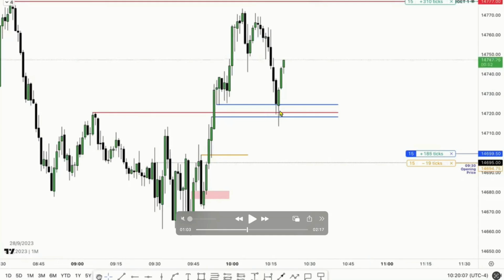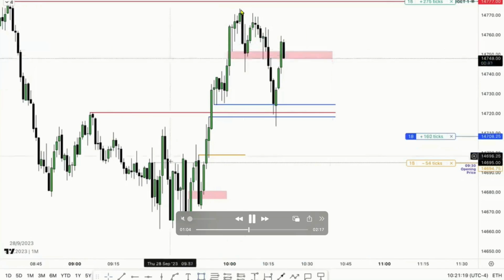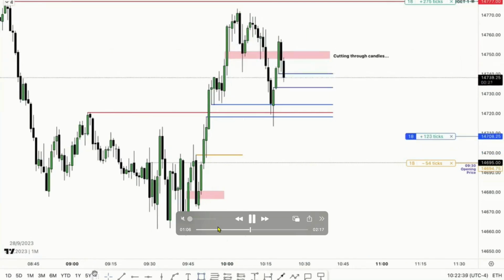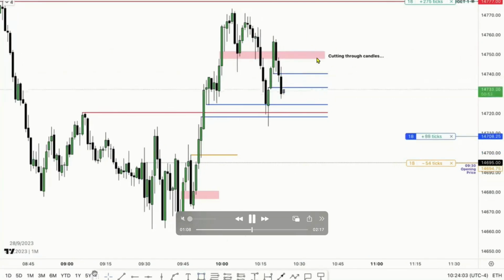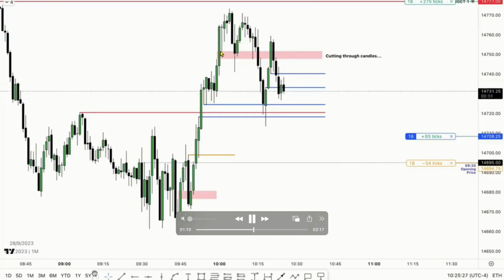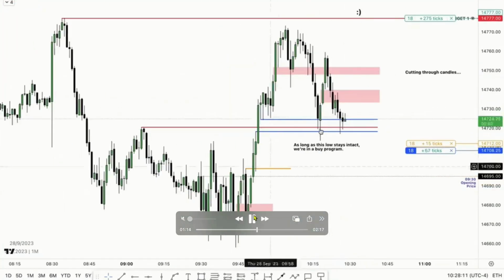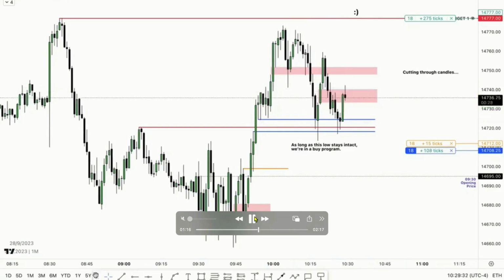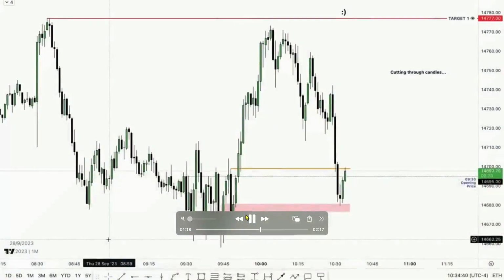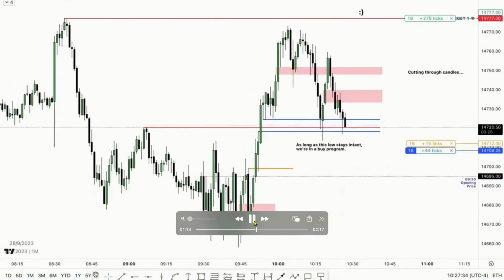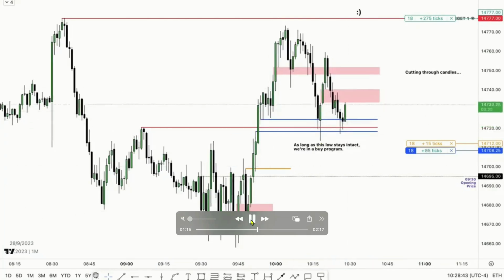And as we can see, when price reached that red level, I pyramided because equal highs got engineered, cutting through candles, meaning that I want to see that BC act as support on price. Watch me annotate. As long as we stay above this low, we're in the buy program. What occurs?